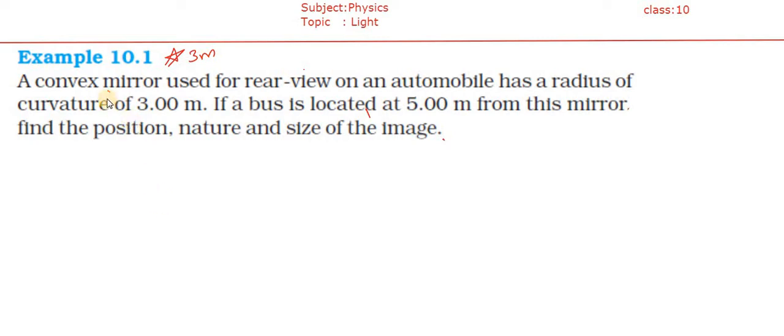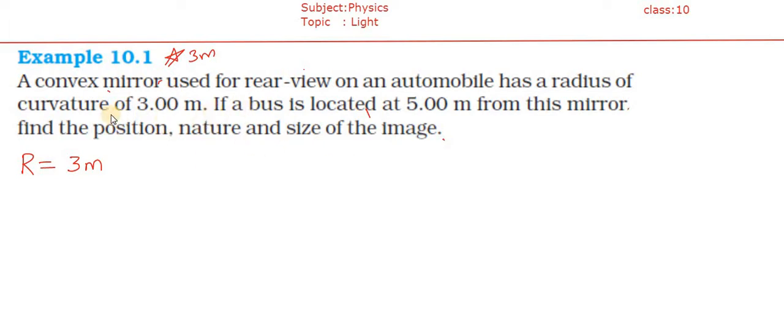Now, they're telling us a convex mirror used for rear viewing on an automobile has a radius of curvature. What have they given? Write it aside. If you write whatever they have given, then for that also you'll get some marks. Writing that the radius of curvature is 3 is known as analyzing the question, and for analyzing you will get around half a mark.